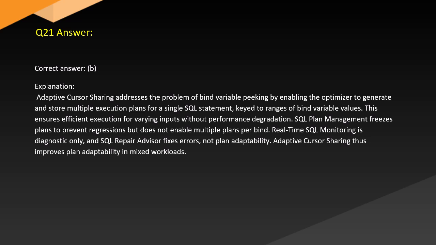Answer. Correct answer: B. Explanation. Adaptive cursor sharing addresses the problem of bind variable peeking by enabling the optimizer to generate and store multiple execution plans for a single SQL statement keyed to ranges of bind variable values. This ensures efficient execution for varying inputs without performance degradation.